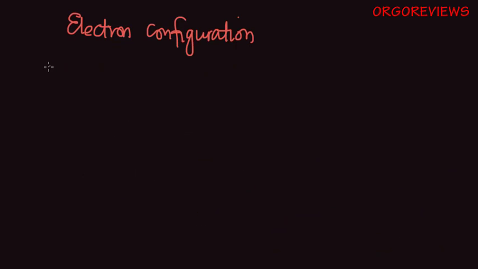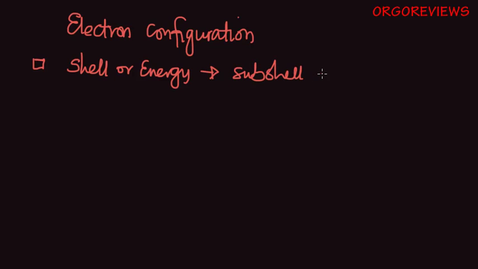So let's take a minute and look at electron configuration. Electron configuration tells us how electrons are distributed in an atom. In most cases, electrons go into what we call shells or energy levels. Now, energy levels have different subshells, and these subshells have what we call orbitals.